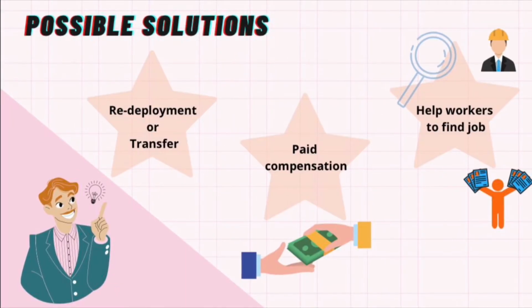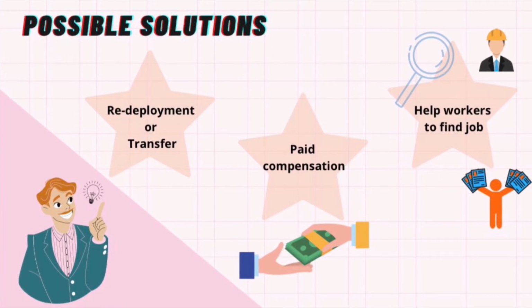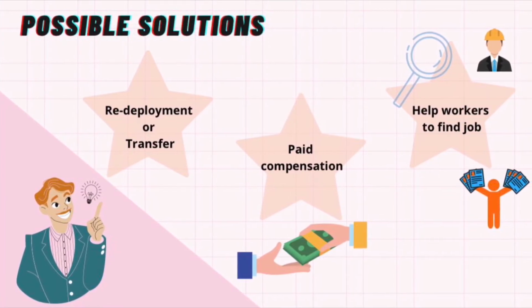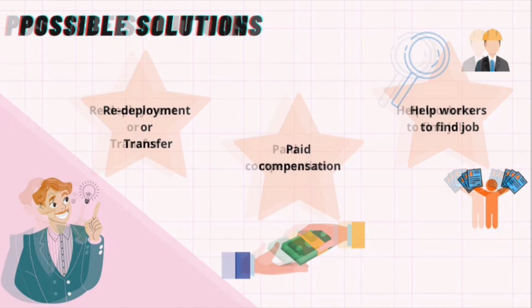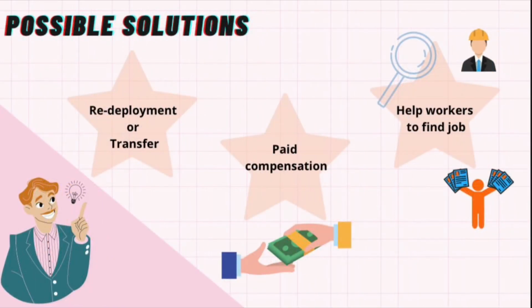So now, let's move on to solve the workers' retrenchment issue. The first one is redeployment or transfer. Besico should consider redeploying redundant staff to other areas or workplaces. This is applicable for Besico as it has a group of companies or subsidiaries. Minor retraining may result in the workers being suitable for the new vacancy.